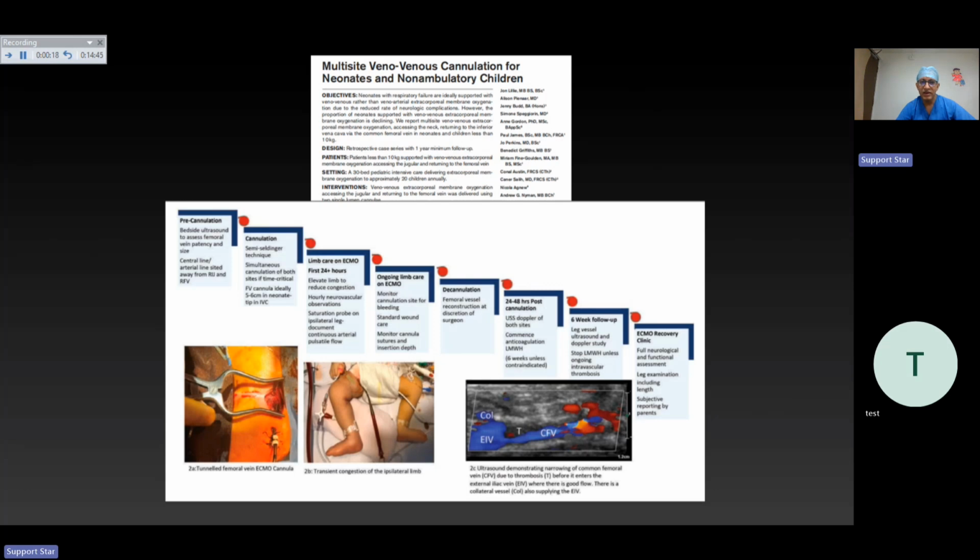Cannulate both the vessels with ultrasound. Check your guide wire position. Then after that, go give heparin after your guide wire goes in. Once the heparinization is done, insert your cannula.